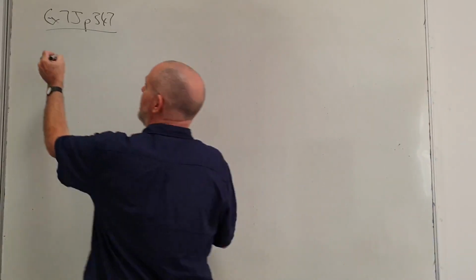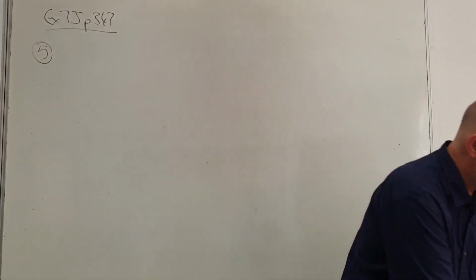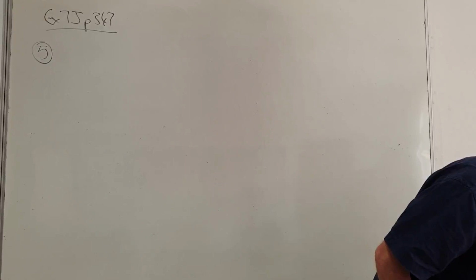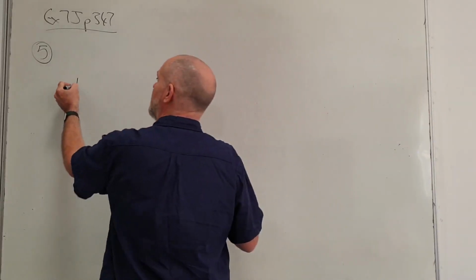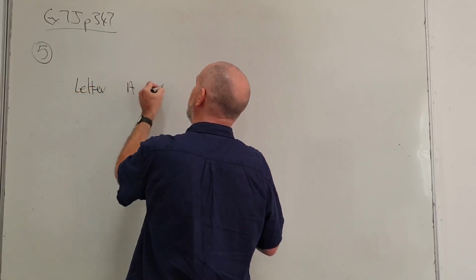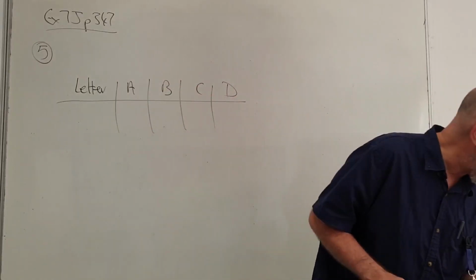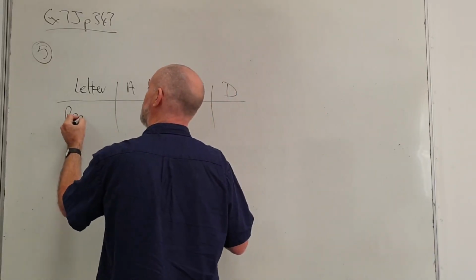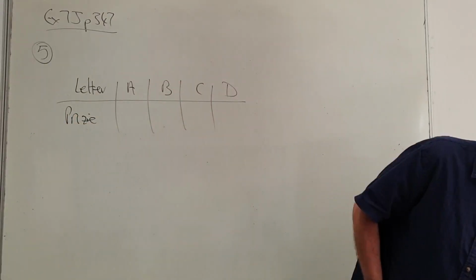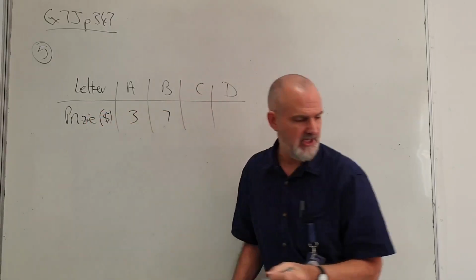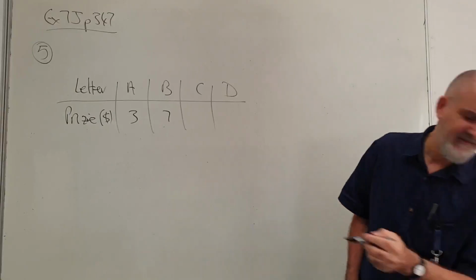Okay, question 5. So this is the extra little bit that we've got in this one. We've got a game, so a spinning arrow rotates and stops at one of the regions A, B, C as shown. Alexandra proposes the prizes shown in the table like this. So the letter A, B, C, D, and the prize. I'm not going to put the prize in dollars because it just makes it more tricky. So the prize basically in dollars, and so 3, 7, 5 and 2.